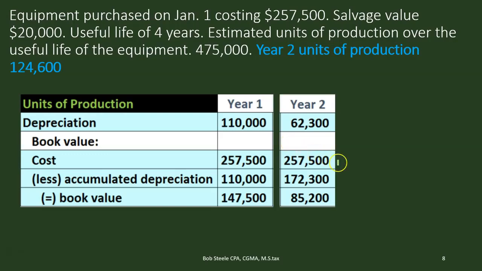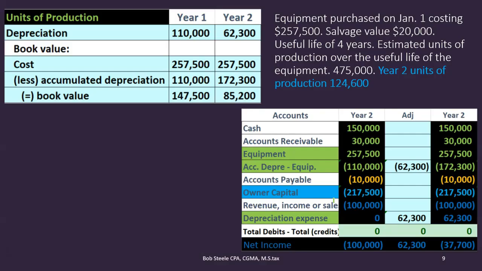And then if we take a look at the book value, then we have the cost less accumulated depreciation. How do we calculate accumulated depreciation? Well, it could be the last year's accumulated depreciation plus the current year's depreciation expense will give us this 172.3, or we can add up the depreciation expense throughout the life of the equipment to this point being 110,000 plus the 62.3 would also give the 172.3. So the cost less the accumulated depreciation gives us the book value of 85,200.